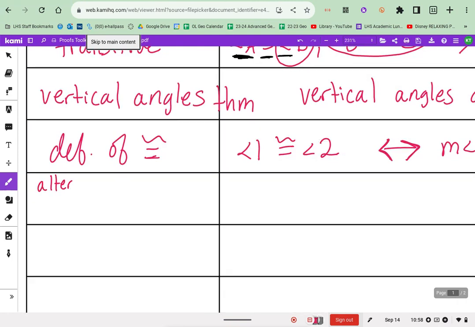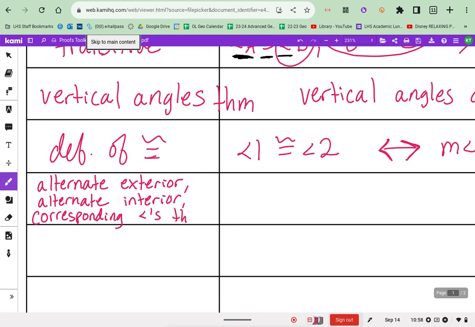I'm going to say alternate exterior, comma, alternate interior, and corresponding angles theorem. So these were the 3 theorems that we get congruency from when we have parallel lines.